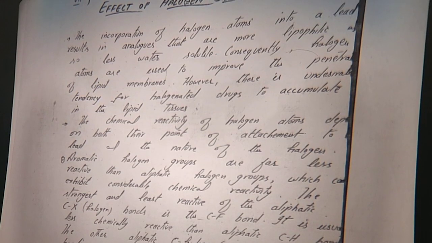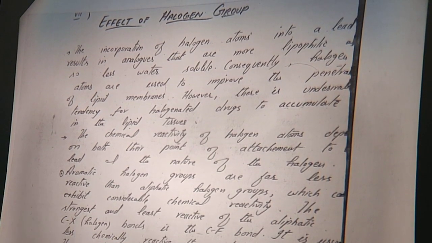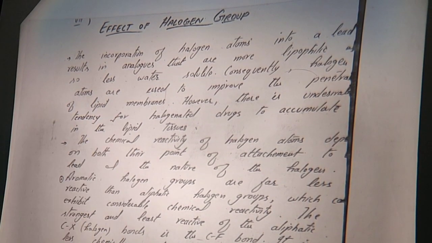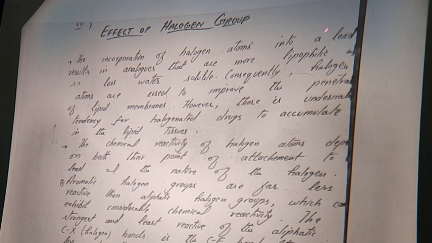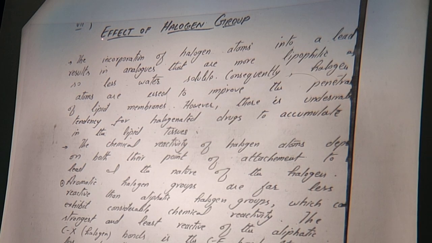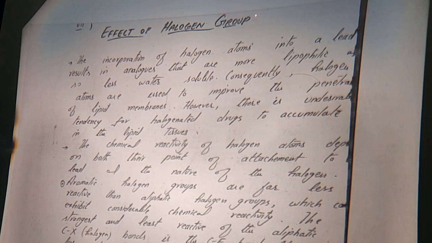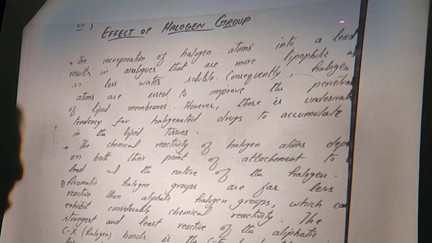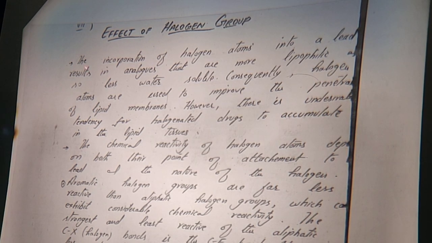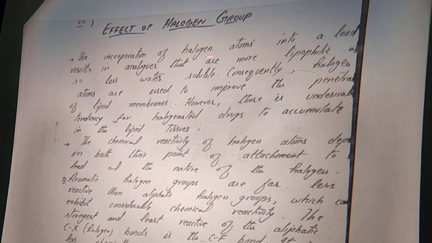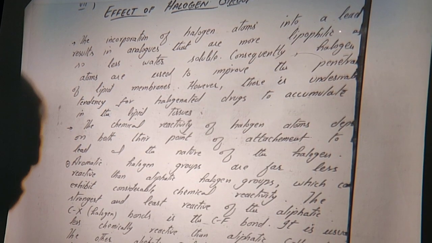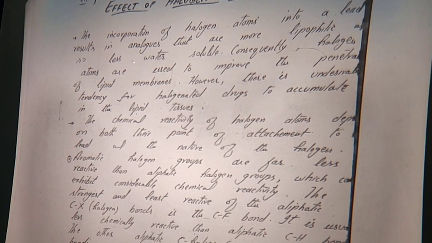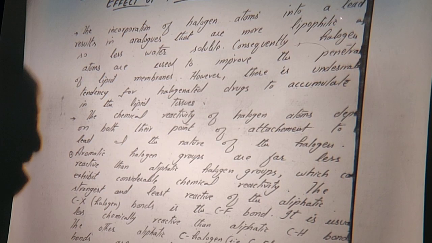So this is the halogen which makes the compound more lipid soluble as compared to all others. And the halogen has the property to cross the membrane. Now the effect of halogen atoms: halogens include chloride, bromide, iodide and fluoride. The 7th group is included in it. The incorporation of halogen atoms into the lead results in analogues that are more lipophilic, not lipophobic. This is lipophilic.